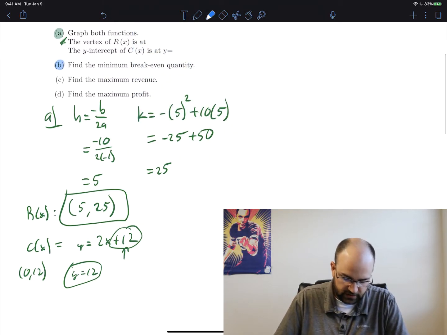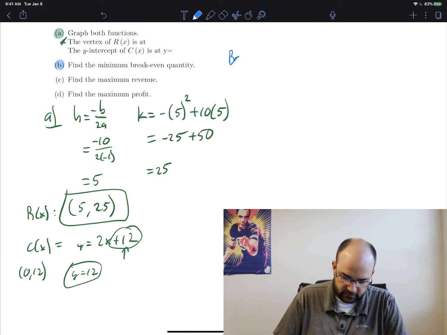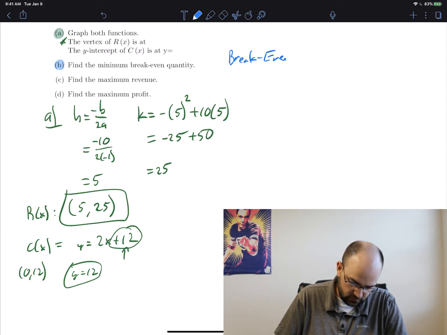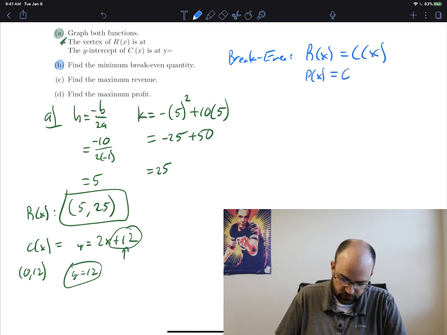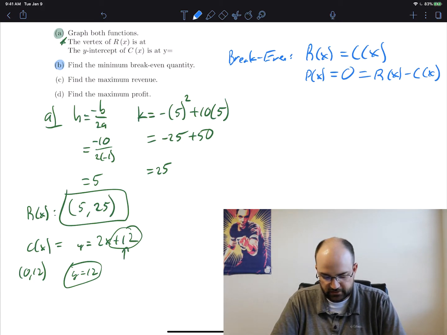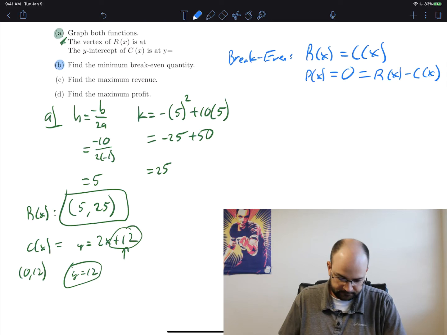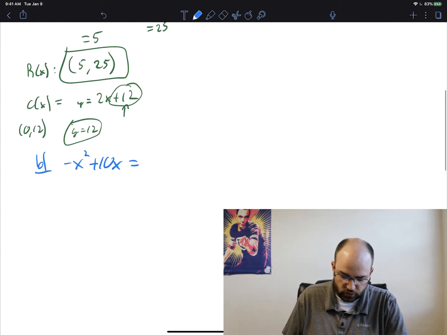B, find the minimum break-even quantity. The definition of break-even is where the revenue is equal to the cost. In other words, the profit is equal to 0, because profit is defined as revenue minus cost. So let's just use revenue equals cost for now. So for letter B, we want to say the revenue equals cost, which means -x squared plus 10x should equal the cost of 2x plus 12.